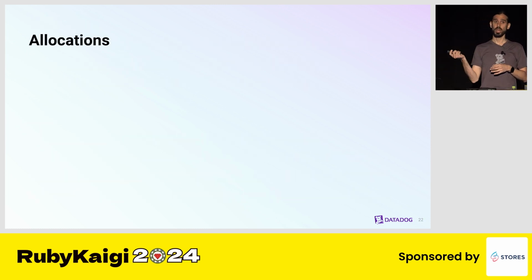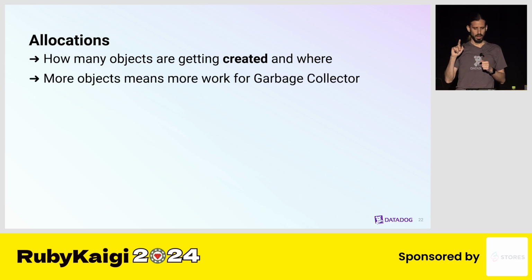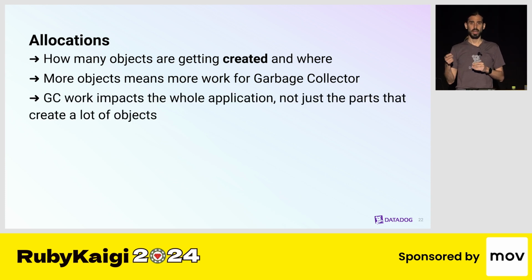Another thing is allocations. So how many objects are getting created and where? If you create more objects, this means more work for the Ruby garbage collector. And as Koichi was showing off in his keynote yesterday, the GC work impacts the whole application, not just the parts that are creating a lot of objects. So this is definitely something to keep an eye on.